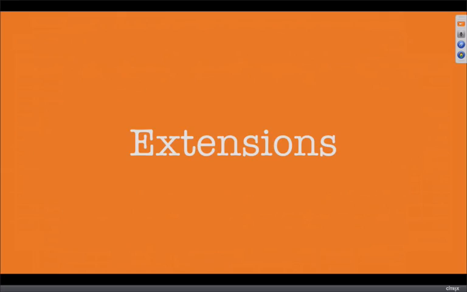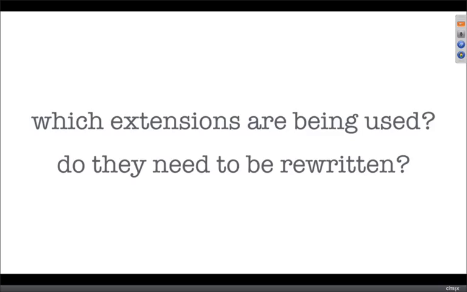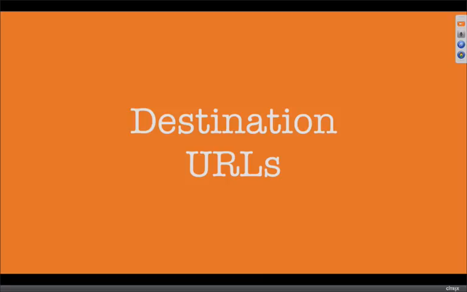Ad extensions. Talked about these a lot towards the end of Module 3 and all of the different types that you can use. So the quick check here is just to make sure what is being used. Can I add any more? Do I need to rewrite what I've got? So that might be your site links, might be your callouts. Look at the data, evaluate appropriately.